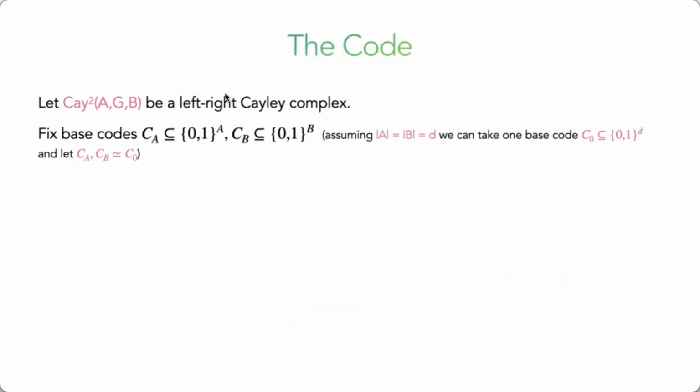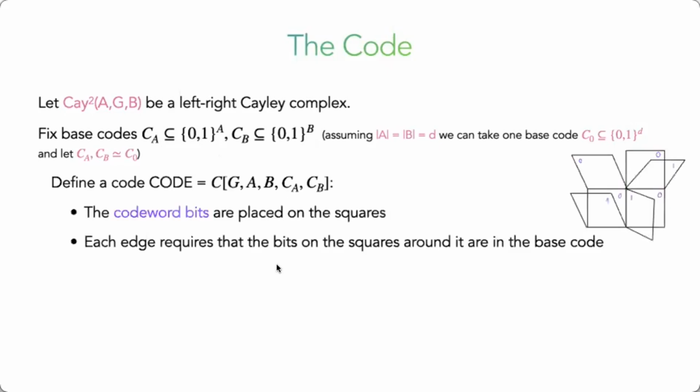We start with this complex, and we're going to fix a base code like we fixed in the Sipser-Spielman case. But now we have A and B. If you want, you can think of A equals B, and then you only need to fix one base code. Otherwise, you can fix two different ones because maybe B and A don't have the same size. So you fix two base codes. And now, how do you define the code?